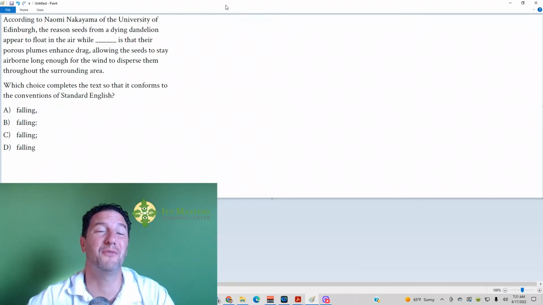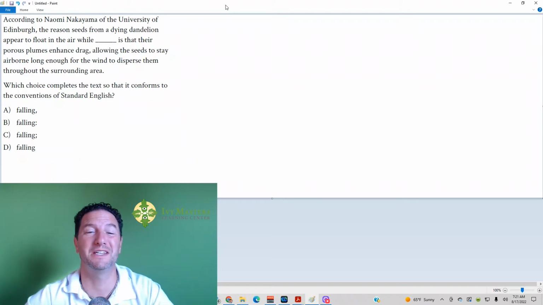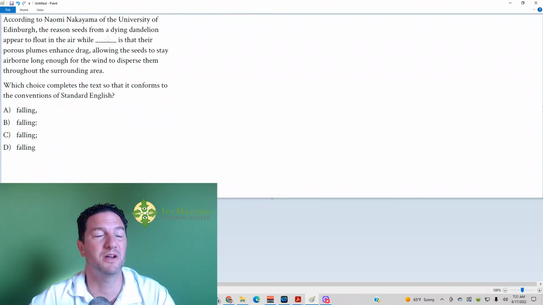And this is the 14th question from this newly released digital SAT sample questions. 14 reads: According to Naomi Nakayama of the University of Edinburgh, the reason seeds from a dying dandelion appear to float in the air while falling is that their porous plumes enhance drag, allowing the seeds to stay airborne long enough for the wind to disperse them throughout the surrounding area. Which choice completes the text so that it conforms to the conventions of standard English?